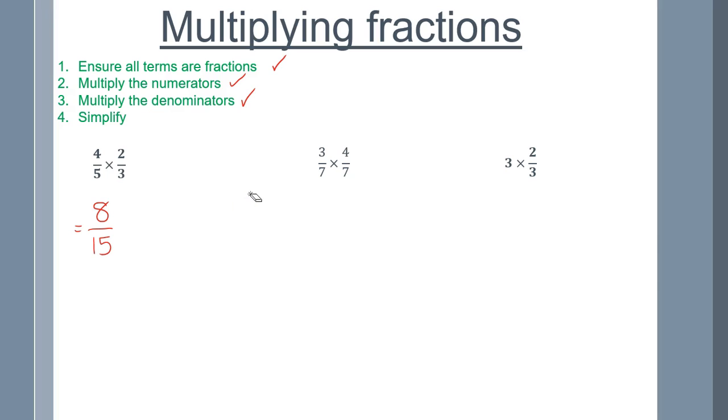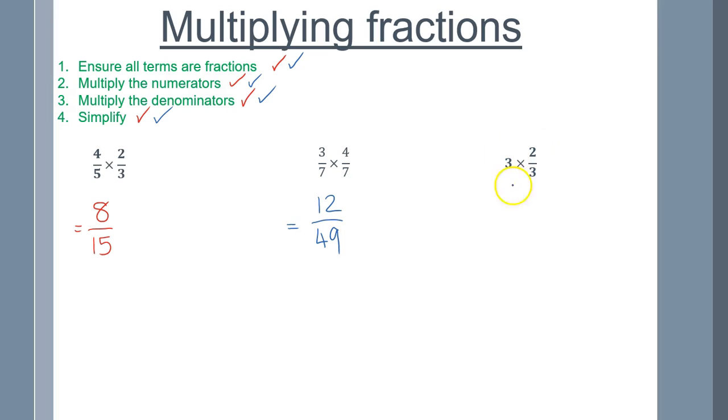Okay, so you're just multiplying straight across. You multiply the top together, multiply the bottom together, simplify if you can. So let's try the next one. We're going to ensure they're both fractions, which they are. Tick. Going to multiply the numerators. 3 times 4 is 12. Done. Multiply the denominators. 7 sevens, 49. Done. Simplify. We can't. Okay, so very, very easy.